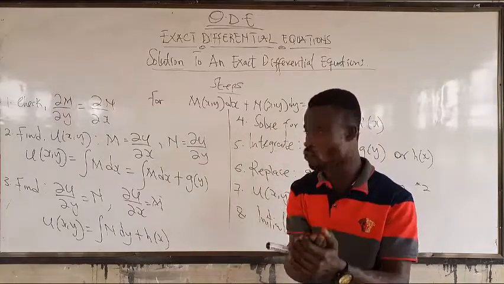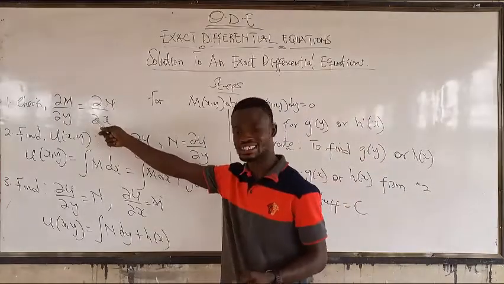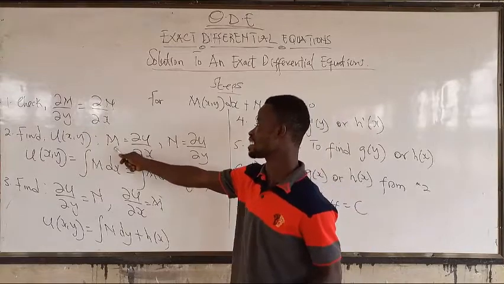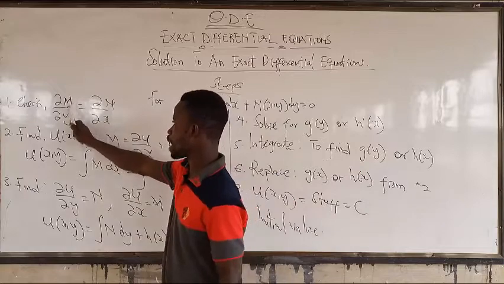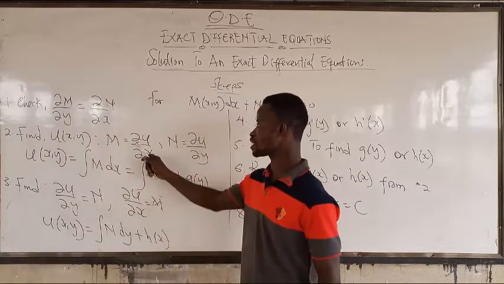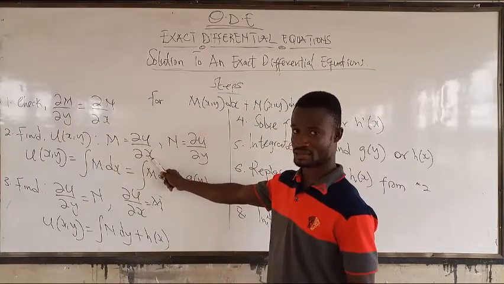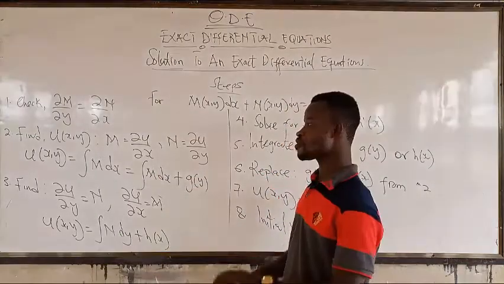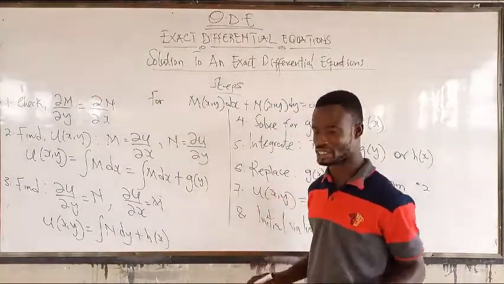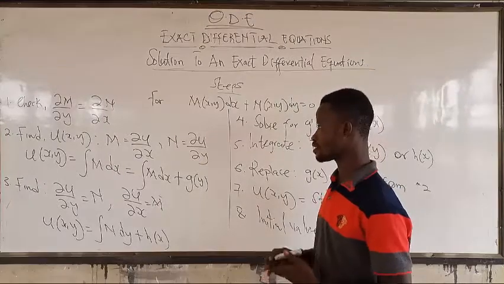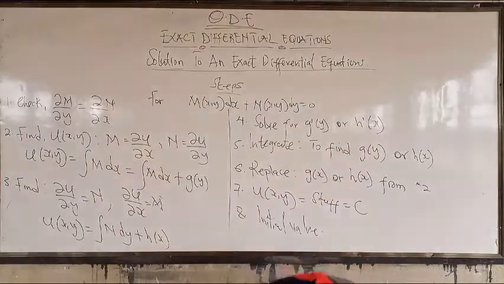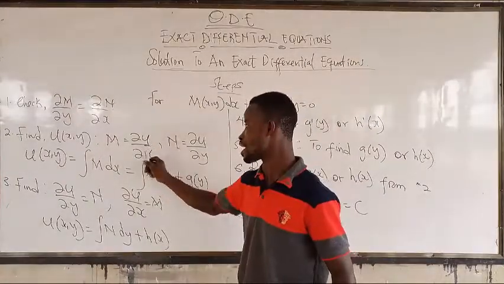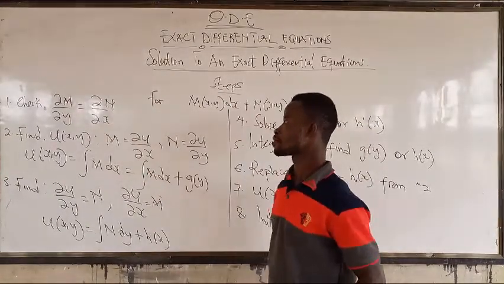Please be careful. How to check the exactness is not the same as finding this and this. Look at the difference. This is the partial derivative of M with respect to y, but this is the partial derivative of u with respect to x. We have already established that, so please don't confuse yourself. This is never the same as this. I repeat, finding this is not the same as this.